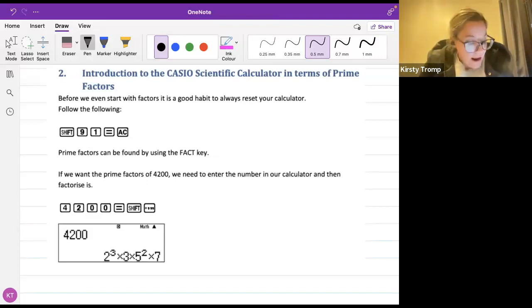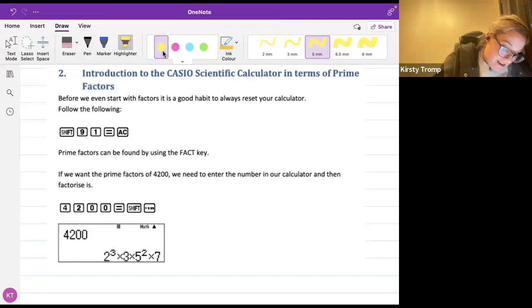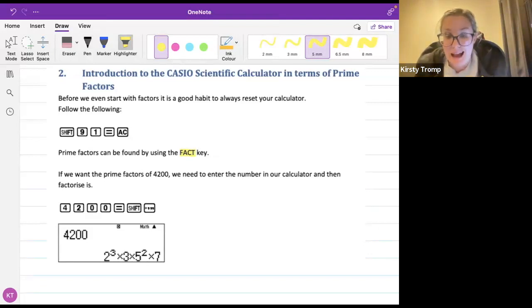Okay. Prime factors can be found using what we call the fact key. I love this key. It is my favorite key on the whole calculator. Why? Because it is actually life-changing. It helps you so much when you're doing prime factors, and it's going to help you so much when you're doing the HCF and the LCM. So we're going to use the fact key. Where do we find the fact key?